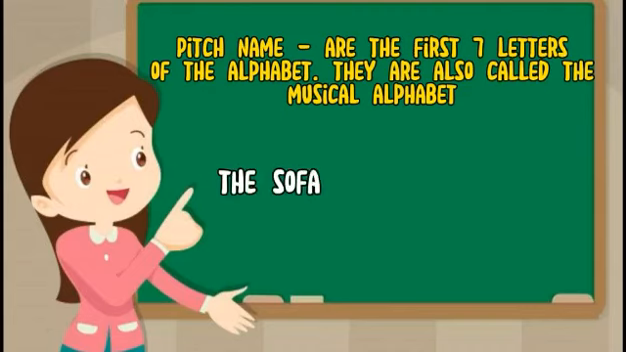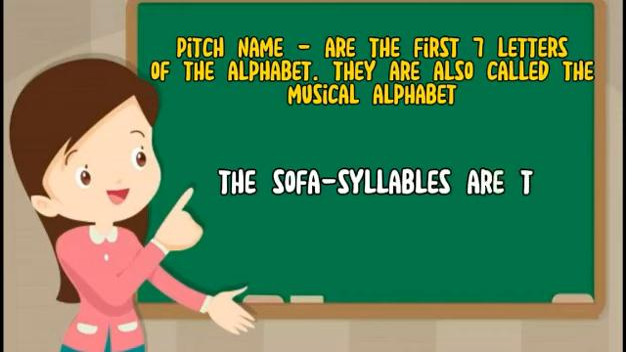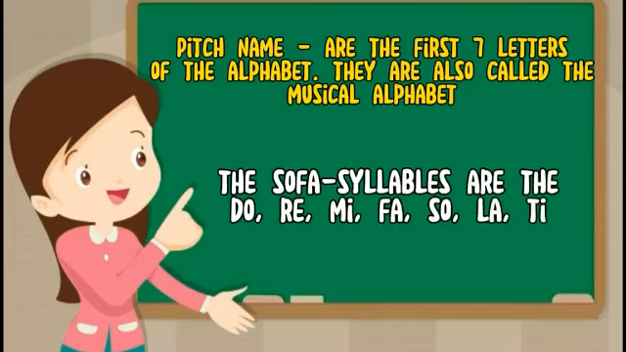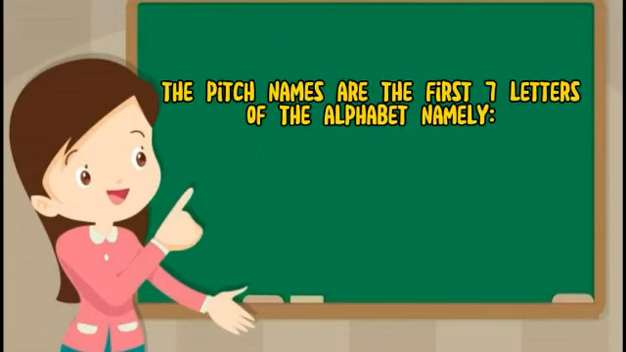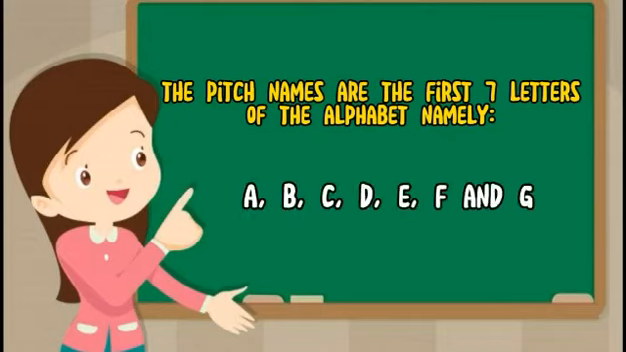The solfa syllables are do, re, mi, fa, so, la, and ti. The pitch names are the first 7 letters of the alphabet, namely A, B, C, D, E, F, and G. As I said earlier, the solfa syllables correspond to the pitch names.